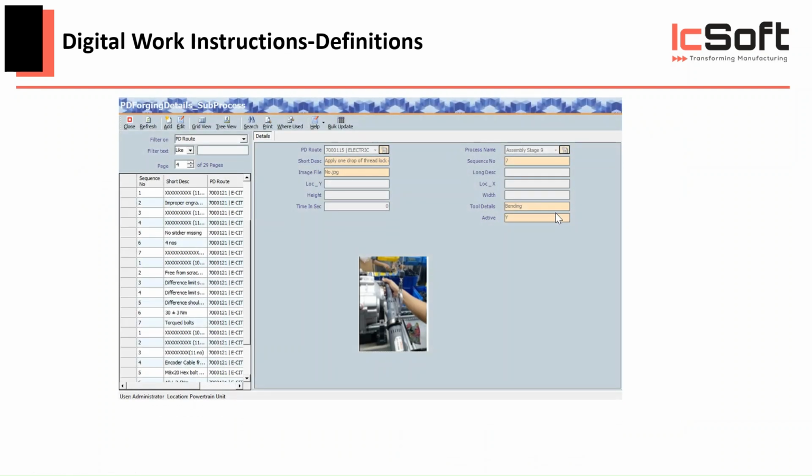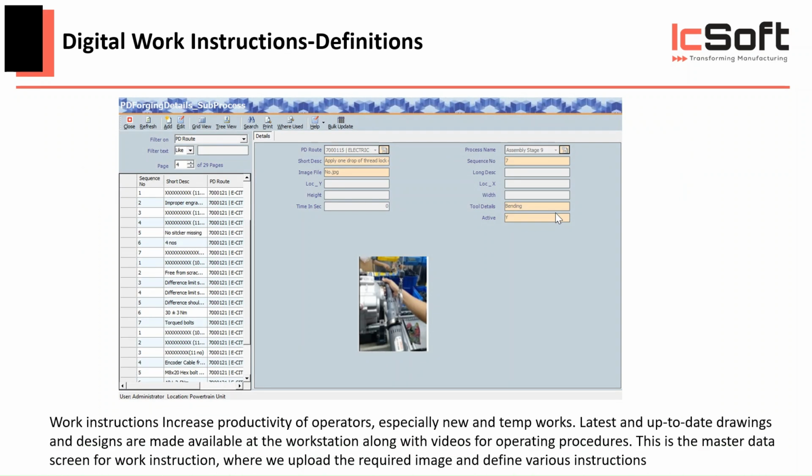The next critical feature is digital work instructions. This particular feature increases the productivity of the operators manifold and especially comes very handy when we hire a new operator or we hire temporary workers who don't have much experience in carrying out that particular operation. So latest and up to date drawings and designs are made available at the workstation itself.